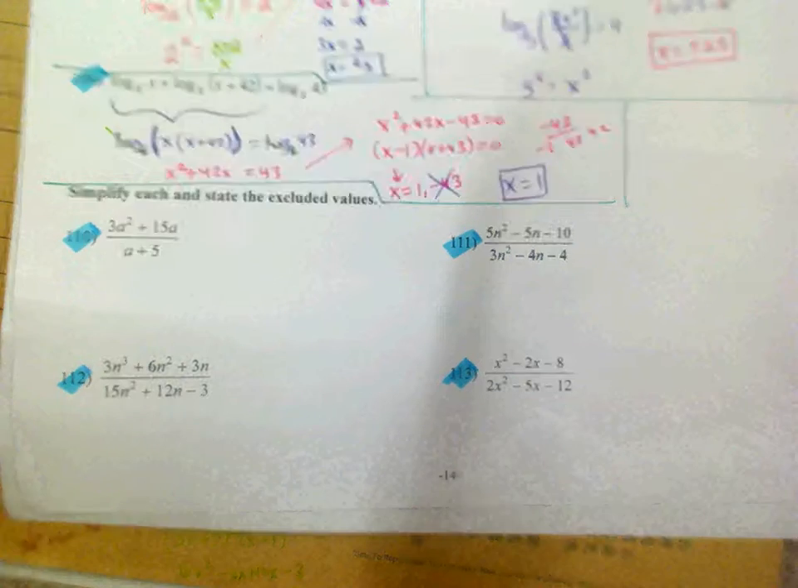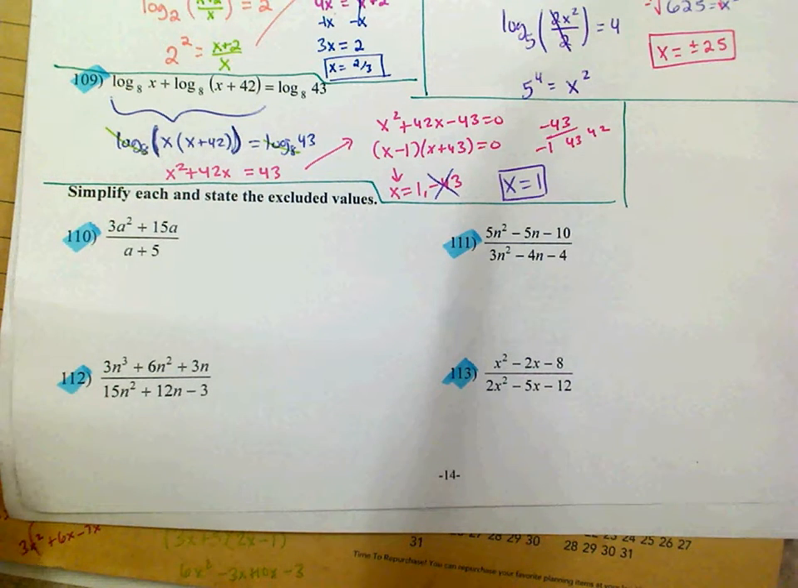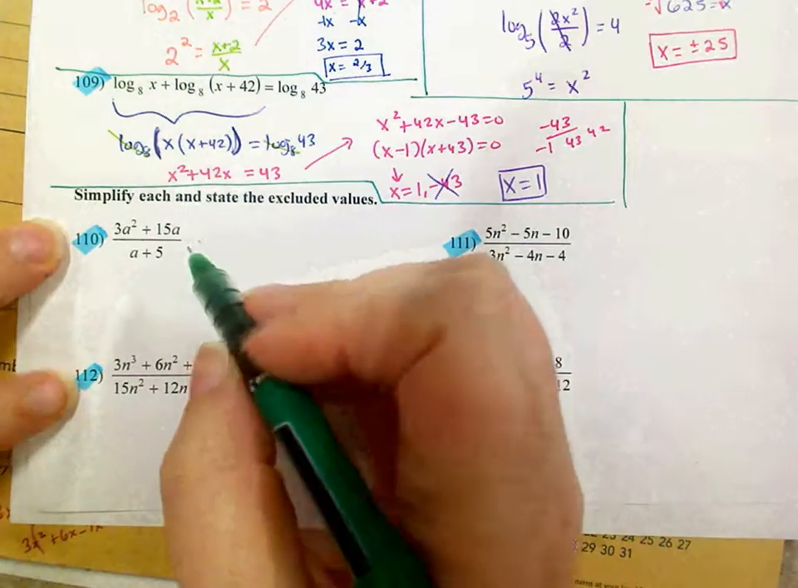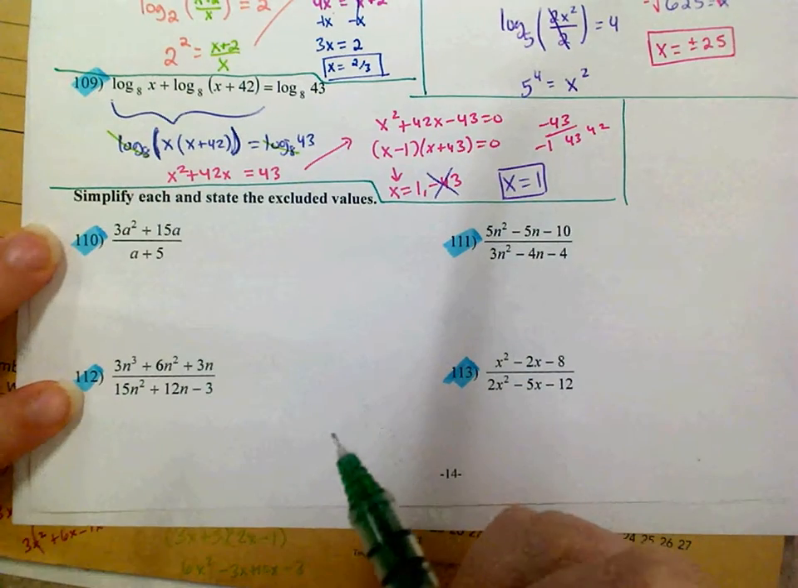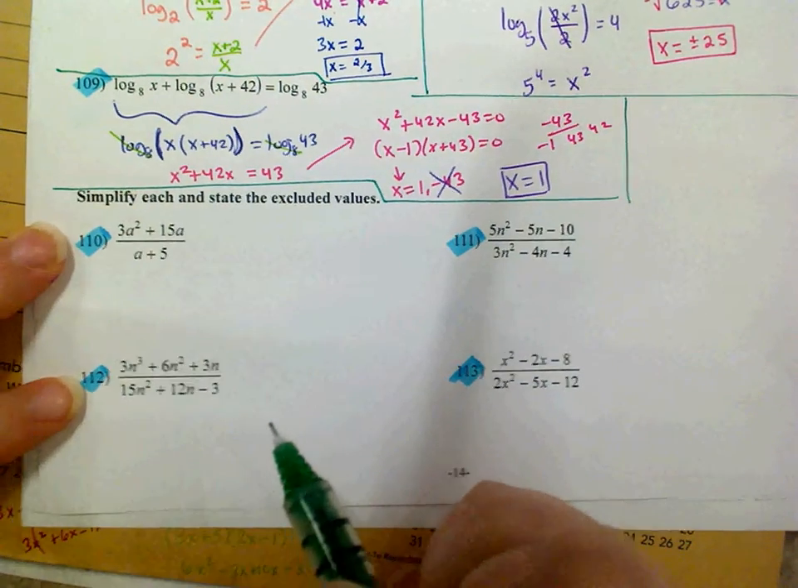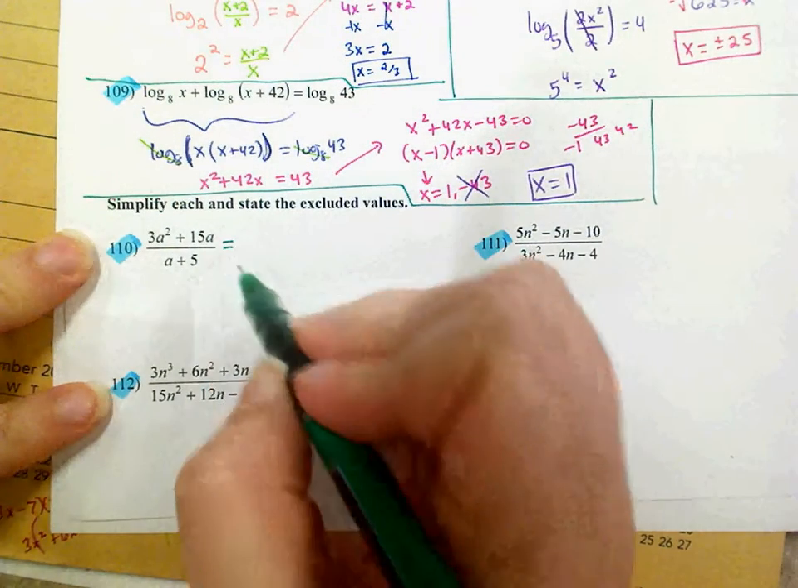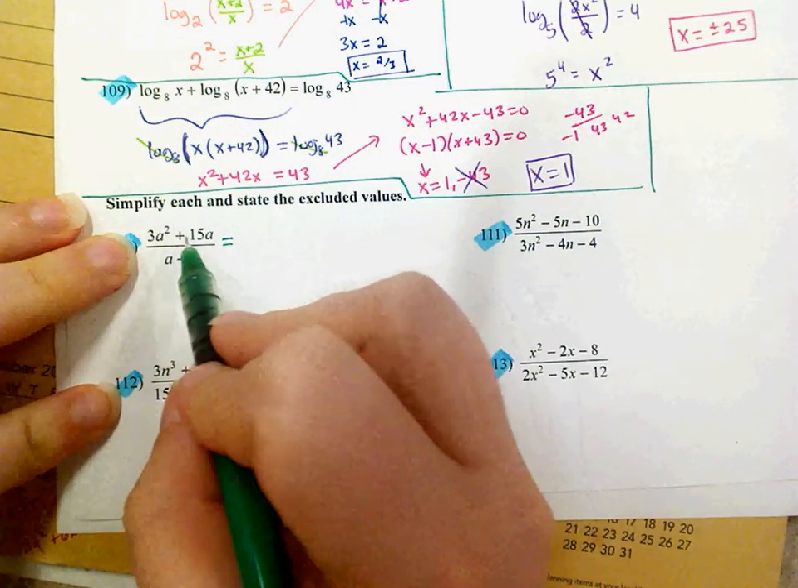Right, so on 110 it says simplify and state the excluded values. When you want to simplify, you want to factor and see whatever factors they have in common in the numerator and denominator and simplify those out. Okay? So number 110, we've got 3a squared plus 15a.